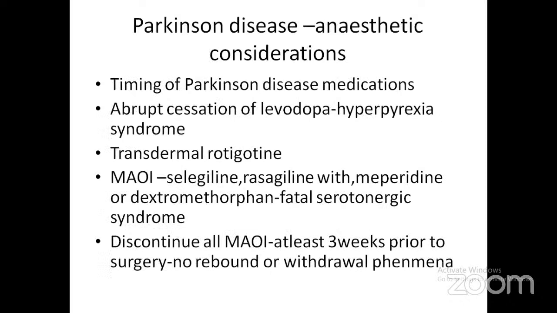Anesthetic considerations in Parkinson's disease: timing of Parkinson's disease medication is of more importance. Abrupt cessation of levodopa causes hyperpyrexia syndrome. To prevent relapses, levodopa medication is replaced with another dopaminergic agonist such as transdermal rotigotine. Monoamine oxidase inhibitors such as selegiline, rasagiline with meperidine or dextromethorphan cause fatal serotonergic syndrome. Discontinuation of all monoamine oxidase inhibitors at least 3 weeks prior to surgery doesn't cause a rebound or withdrawal phenomenon.